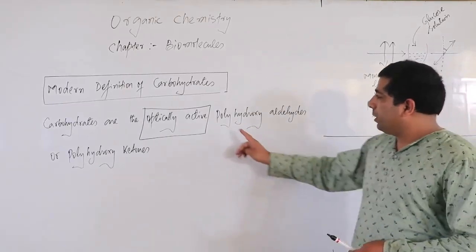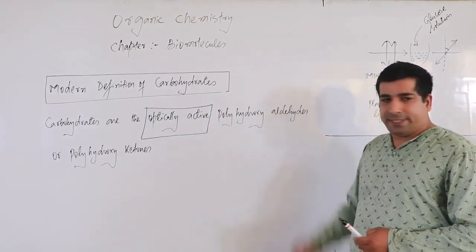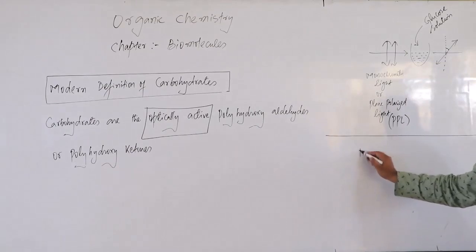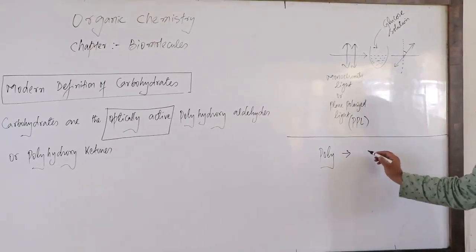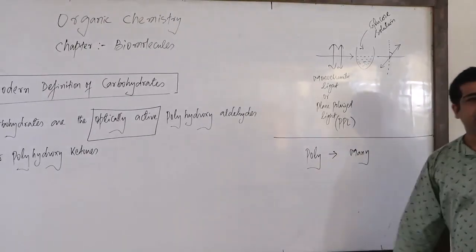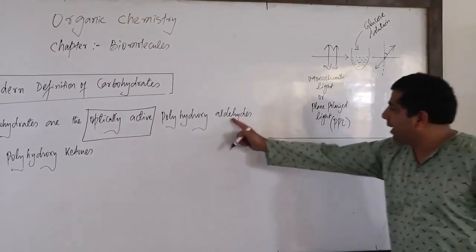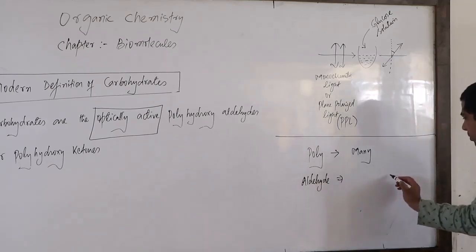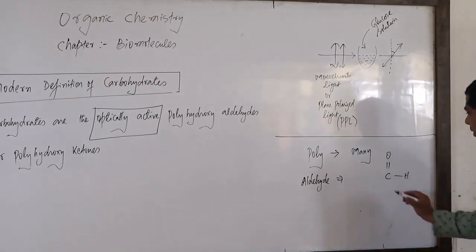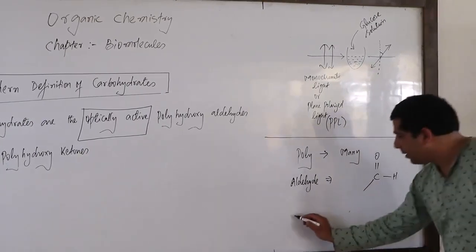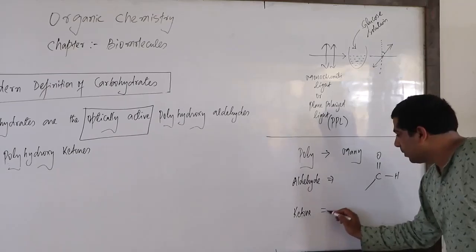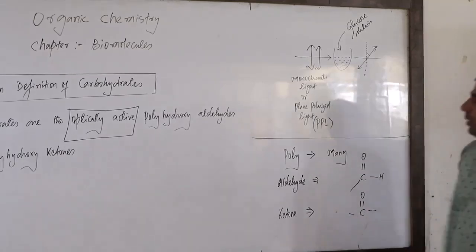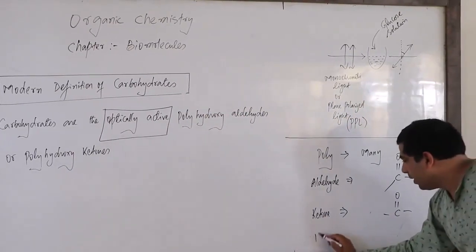So let's talk about this term now: polyhydroxy aldehydes or polyhydroxy ketones. When we talk of the term poly here, try to remember poly means many, two or more than two. And we have the aldehyde functional group here. Aldehyde functional group is C double bond O H, and one valence is free. This is aldehyde. Then you have ketone. Ketone will basically be C double bond O. And then you have the term hydroxy. I will write down hydroxy.